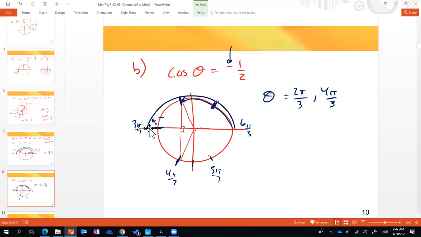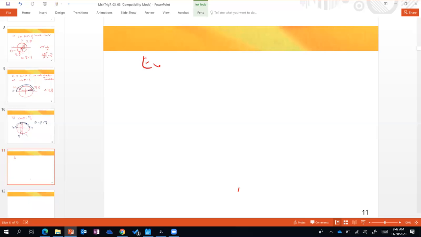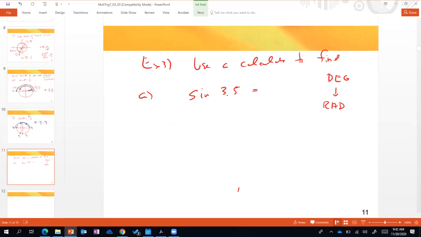Okay, and one last piece here before we got to go. Exercise 3. Use a calculator real quick here, just to get us used to it. This is exactly why we use radian measurements here. So on your calculator, make sure you are not in degree mode. Make sure you are in radian mode, RAD.